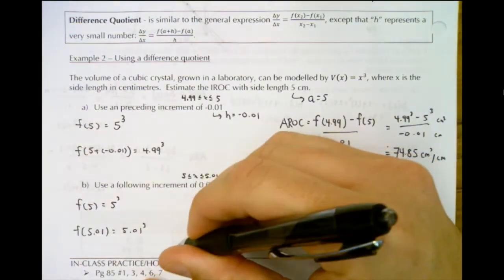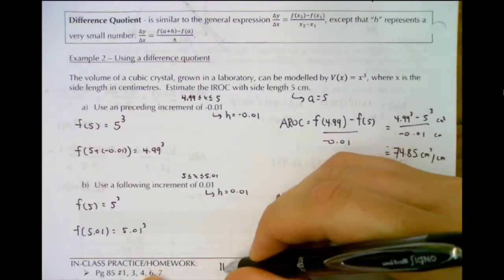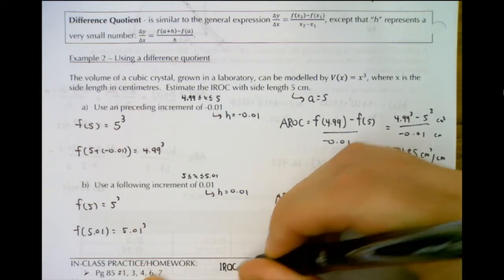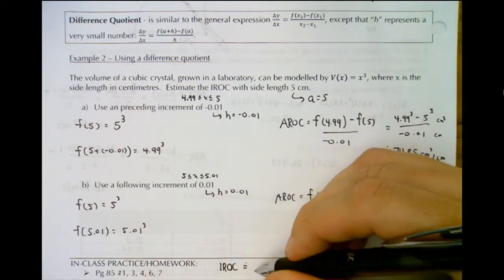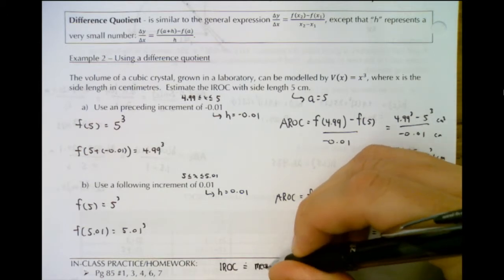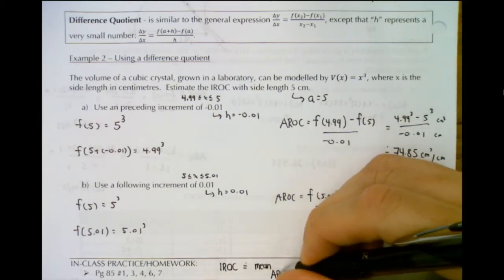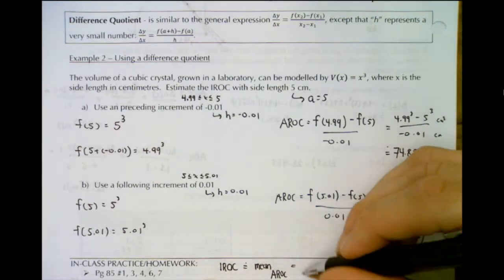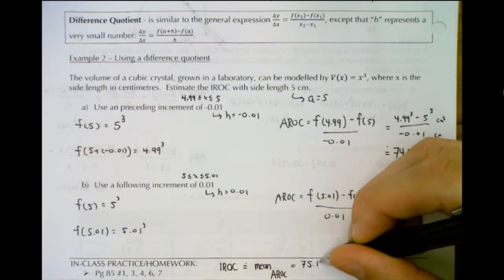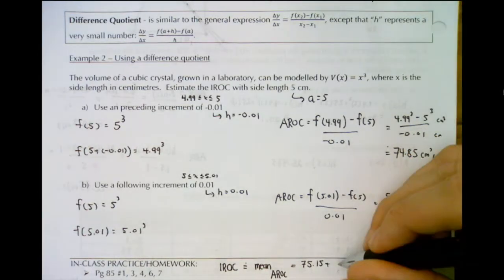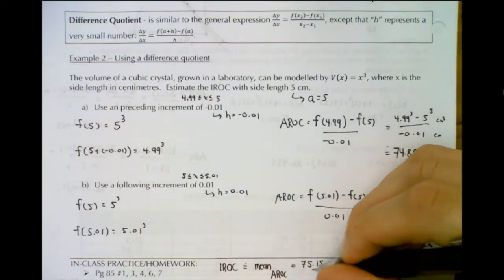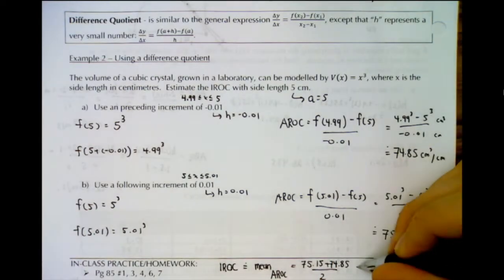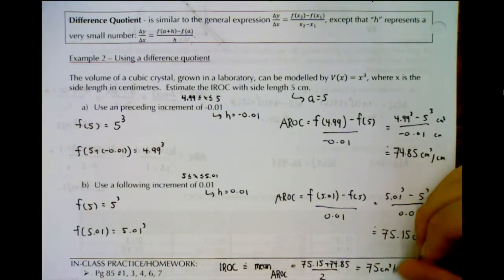So we'll say that our IROC, I'm going to write it down here, IROC is approximately equal to our mean, which means average, of the two AROCs, one from the left, one from the right. The one from the right side, our following increment, was 75.15. From the left, our preceding was 74.85. Average means add them up and divide by 2, because we have 2 terms. We get 75 centimeters cubed per centimeter.